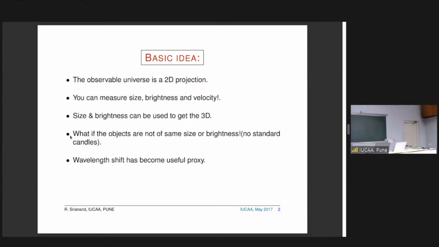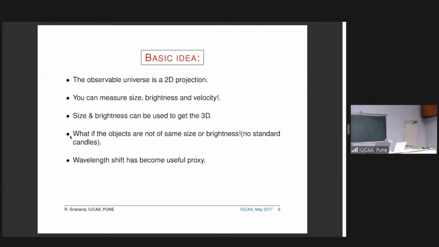Because when you take a picture, you are taking a 2D x, y location, right? X, y coordinate, you can look at the location. That's it. You can measure size. Size means you can say whether it is small or bigger. You can measure brightness. These are the two things. The third thing which you can measure, if you don't do only images, is what is known as Doppler shifts.